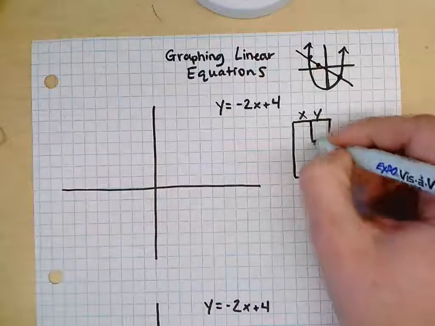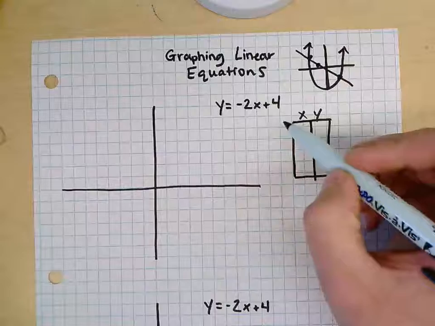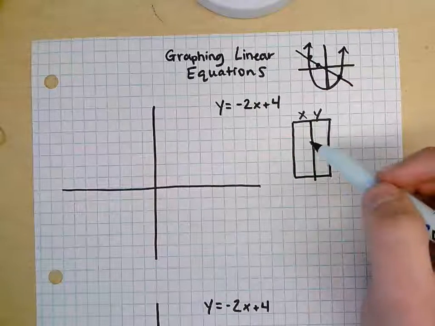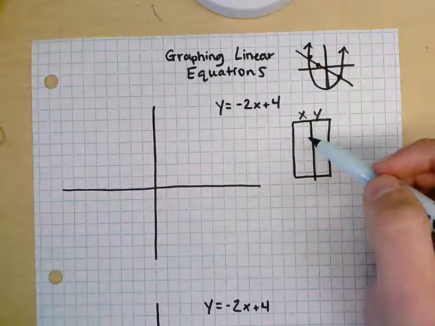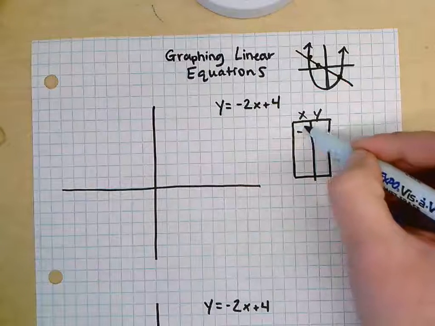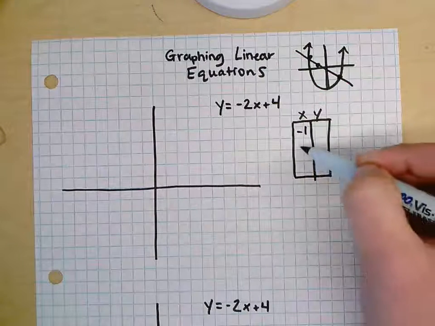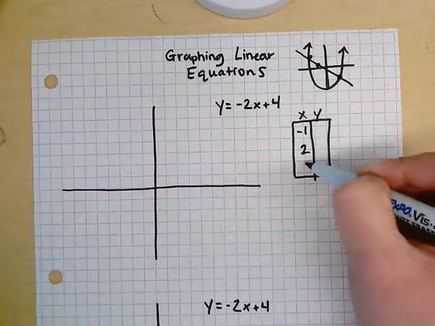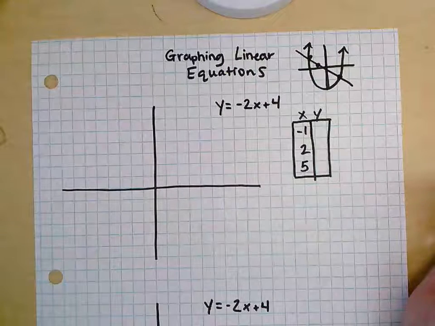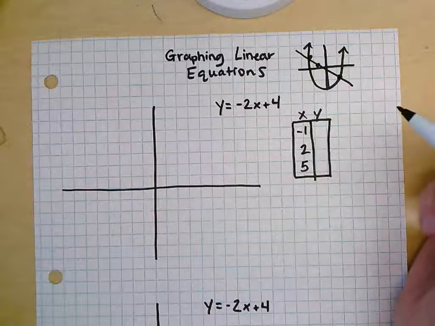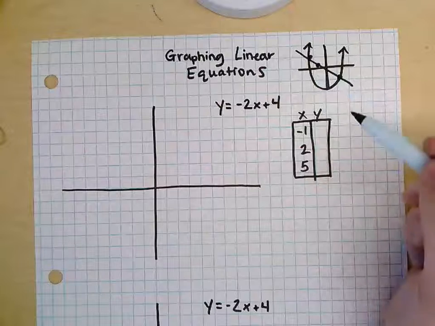So in this example, we have this equation of negative 2x plus 4, and I'm just going to pick 3 points that I would like to plot. So for one, I might pick x equals negative 1. I might also pick x equals 2 and maybe x equals 5. Again, it doesn't matter which 3 points you pick, just as long as you pick 3 to ensure that they are in a straight line.